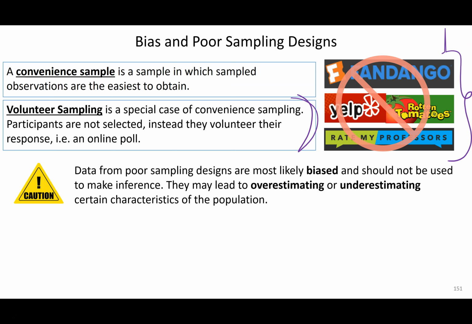So just know that when you use a poor sampling scheme, it's going to result in biased results. So that means what you collect is going to be usually biased or inaccurate. And it could mean that you end up overestimating or underestimating your values for your statistics for the population.